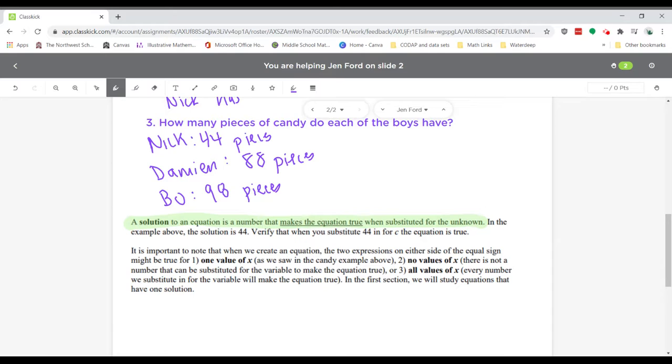It's important to note that when we create an equation, the two expressions on either side of the equal sign might be true for one value of x, as we saw in this example, no values of x, where there's not a number that can be substituted for the variable to make the equation true, or all values of x. Every number we substitute in for the variable will make that equation true. In this first section, we're going to study equations that have one solution.